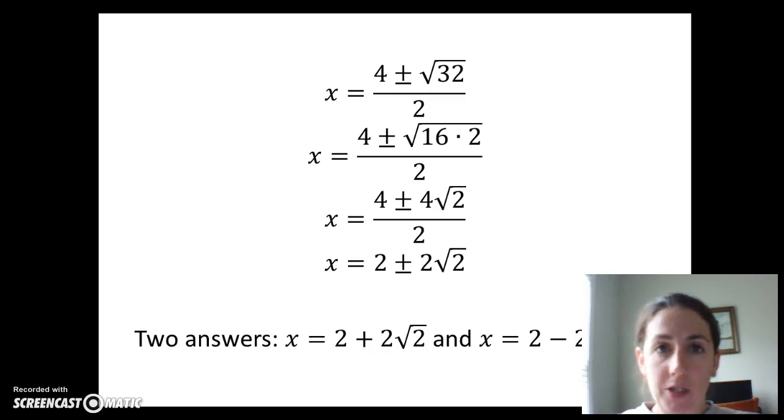The last thing I want to mention here is if you're using the quadratic formula to solve, and you end up trying to take the square root of a negative number, remember you're not allowed to take the square root of a negative, so that would mean that there are no solutions.